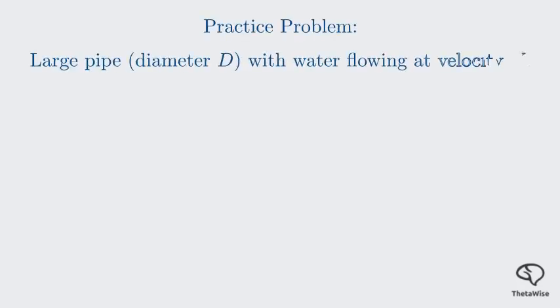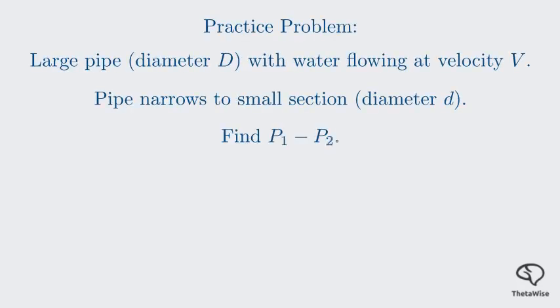Okay. Let's try a practice problem to solidify these ideas. Imagine a large pipe of diameter d1 with water flowing at velocity V1. The pipe suddenly narrows to a diameter of d2. We want to find the pressure difference between the two sections. First secret, energy. This looks like a perfect Bernoulli's equation problem. The pipe is horizontal, so the height term cancels out. We can write the equation like this.